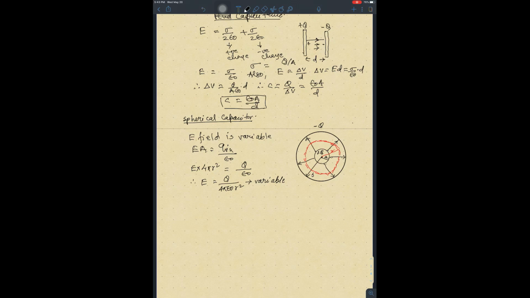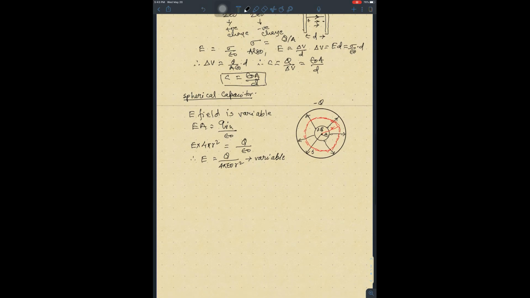So what is the next step? We have got the variable electric field. We have to find the potential difference. Here we shall use the magnitude of the potential difference, using the formula integral of E dr, with magnitude only. Why are we considering only the magnitude?